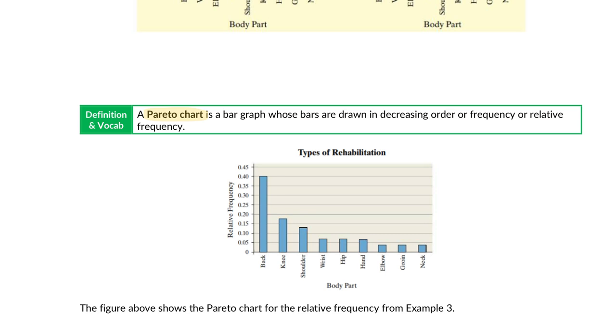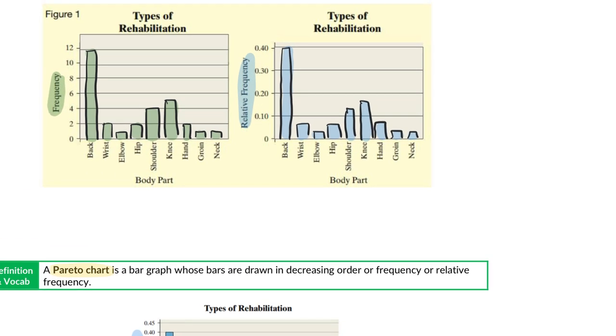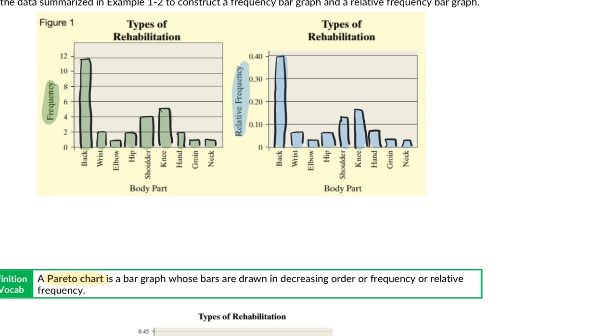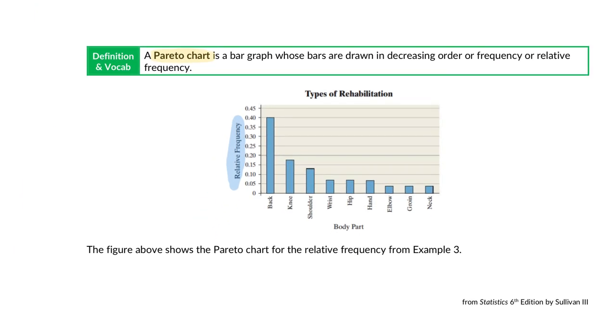This is our relative frequency, so our blue. It's the same exact information, except that now instead of being in the random order we got from the raw data, we have it in order from greatest to least, which allows you to quickly draw conclusions. You can more easily see that the elbow, groin, and neck are the same, that the wrist, hip, and hand are the same, and that the back is more than double the knee. So you can order them from greatest to least. It's just a different kind of chart.